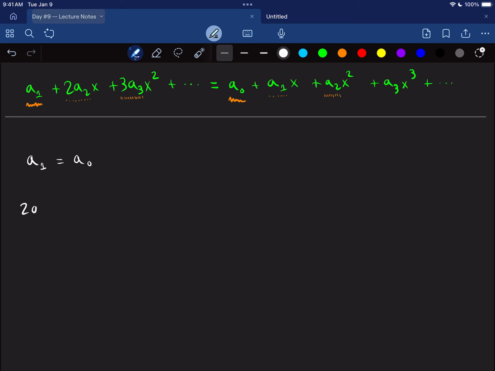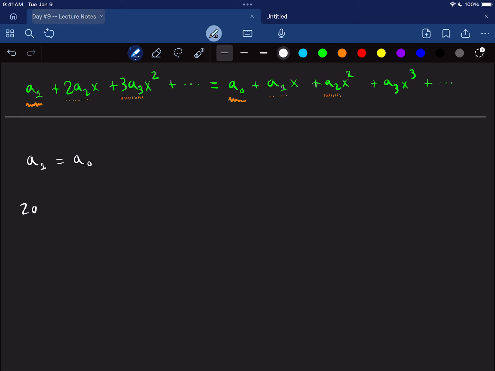So now a1 equals a naught. Wonderful. I don't know what a naught is, but I do know that a1 is written in terms of it. The second equation, though, I could say a2 is equal to a1 over 2, which I'll actually note, since a naught is equal to a1, this is just a naught over 2.